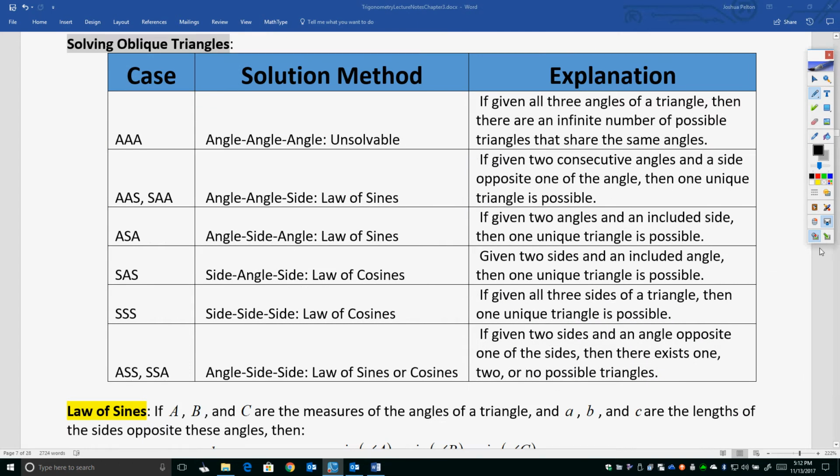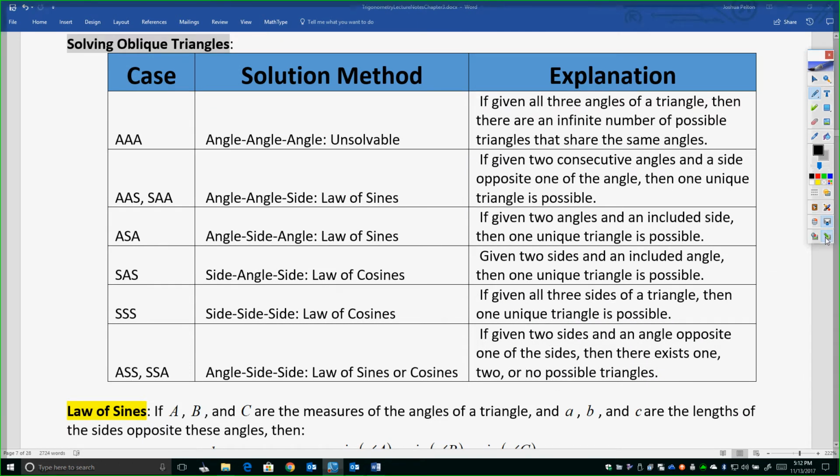And all of them fall into one of these categories, which are all the permutations of A and S, which stand for sides and angles, which are used in geometry for the triangle congruencies. So basically we have two ones that are problems.